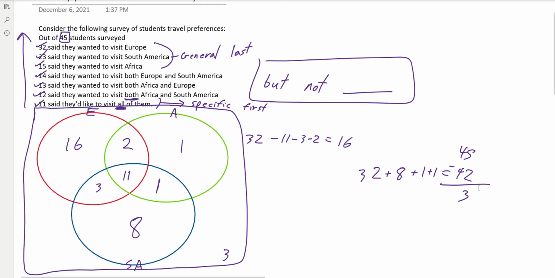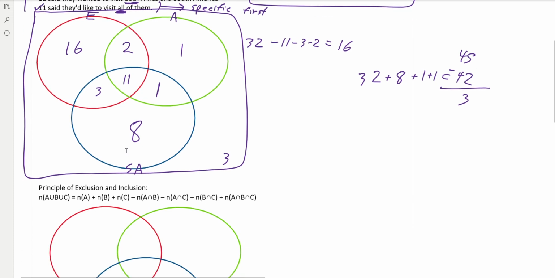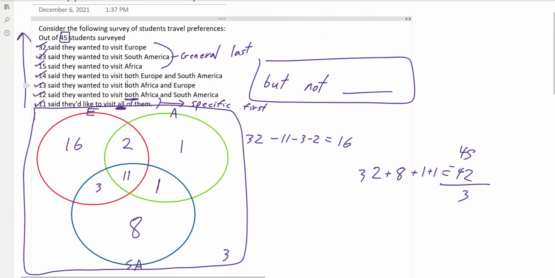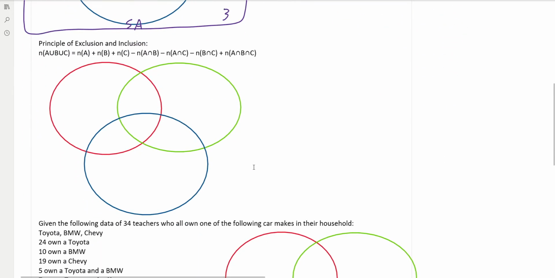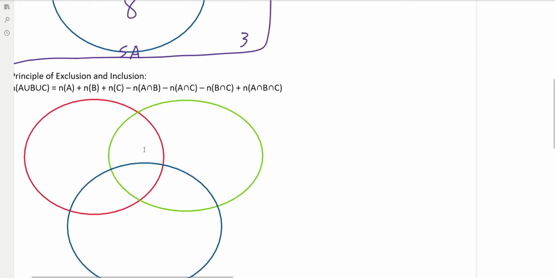Hopefully this makes some sense to you. Start with the specific, going to the general last. Look for words like all, both, but not. Those are keywords. Now let's take a look at the principle of inclusion and exclusion.